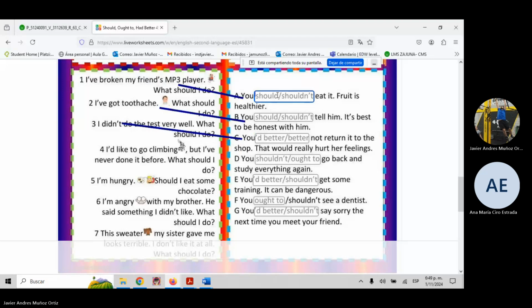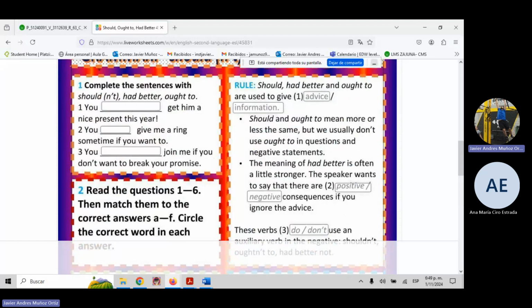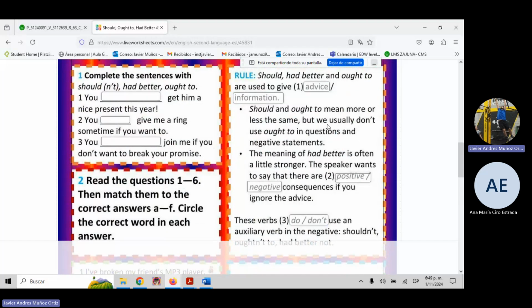In part number 2, part B, you have to type should or shouldn't, had better or had not better, shouldn't or ought to, depending on the context. And the part 4, this part here, is to check why these are used. So should, had better, and ought to are used to give advice or used to give information. So you have to type information, write that. Or if they are not used to give information and they are used to give advice, then you have to type advice. This is pretty coherent, right?